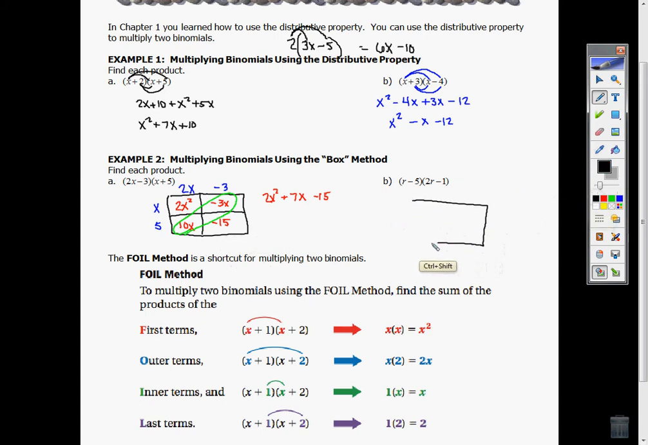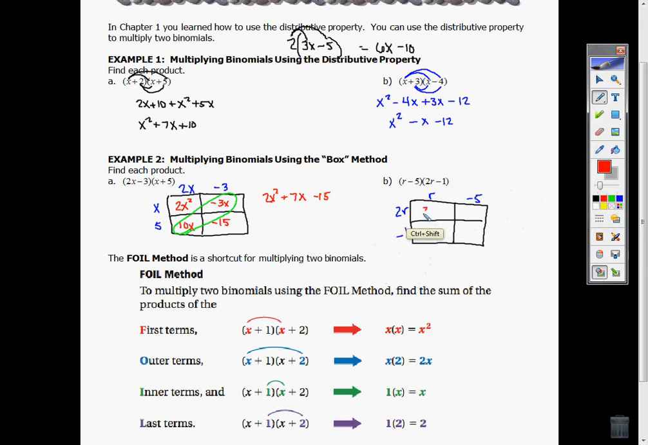We make our box, and we put r and minus 5 along the top. We put 2r and negative 1 along the side. And then all we have to do is fill in the box.